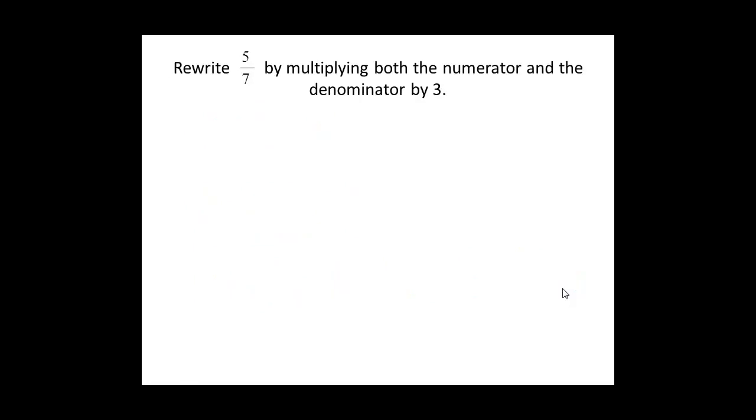Rewrite 5/7 by multiplying both the numerator and the denominator by 3. Recall, we can make an equivalent fraction by multiplying the numerator and denominator by the same number. The number 5/7 is the same thing as if I multiplied the numerator and denominator by 3. Our new numerator is 15, and our new denominator is 21. So the fraction 5/7 is the same fraction as 15/21.